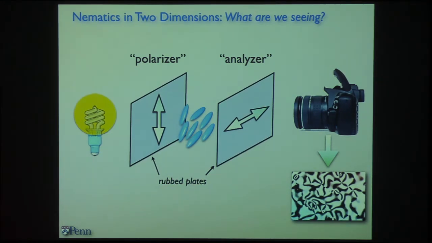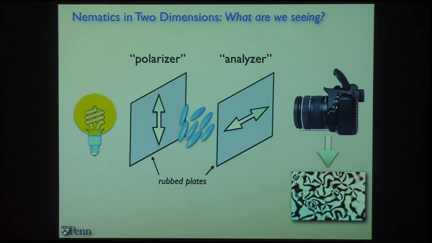So here's this incandescent light, and you have a polarizer, and you have another polarizer, which you call the analyzer because it's perpendicular to it. And then you have these little crystal molecules in between. The molecules, you do some chemistry, you get them to lie in the plane of the polarizer and the analyzer. So you have two planes.